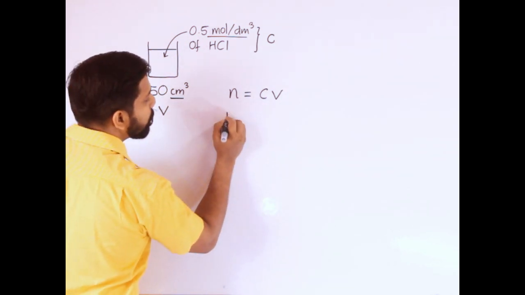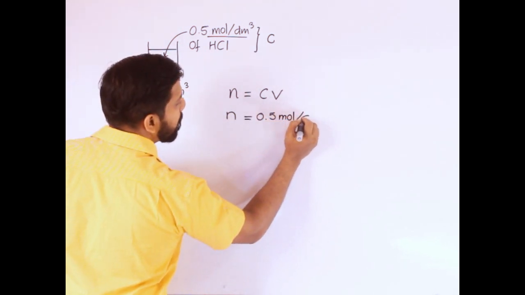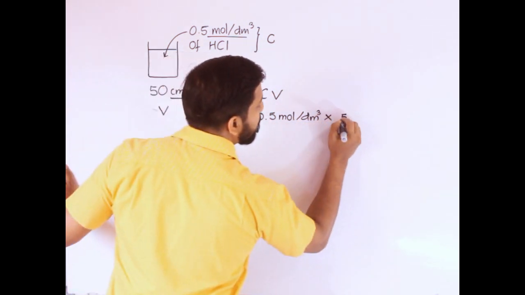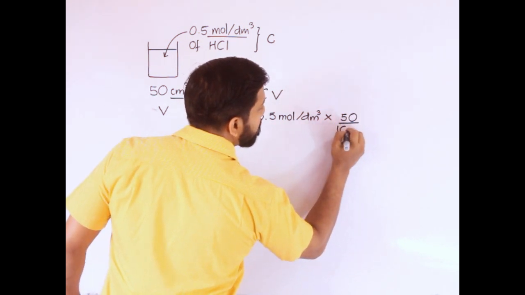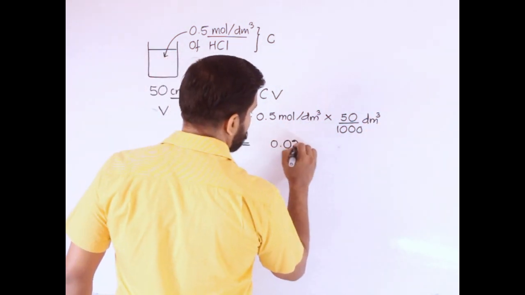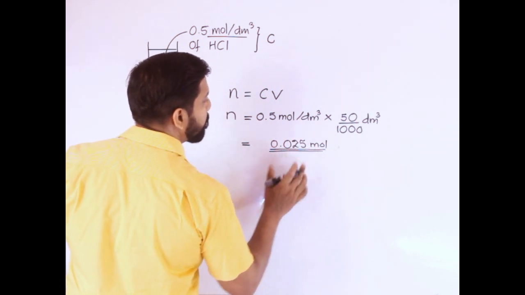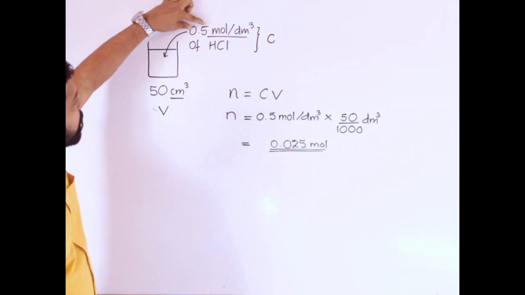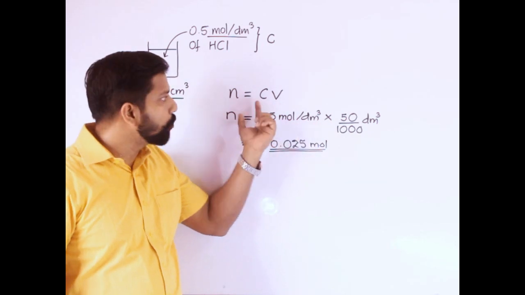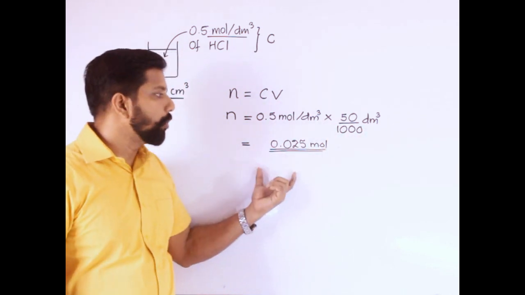So the moles is what you need to find, and the concentration is 0.5 moles per dm cube into the volume. Again I emphasize, you need to divide this by 1000 in order to convert that into dm cube. Your final answer is going to be 0.025 moles. So you have the concentration given, volume given, and the two values have been substituted to these two parameters. Don't forget to change the units of the volume to dm cube and do the calculation.